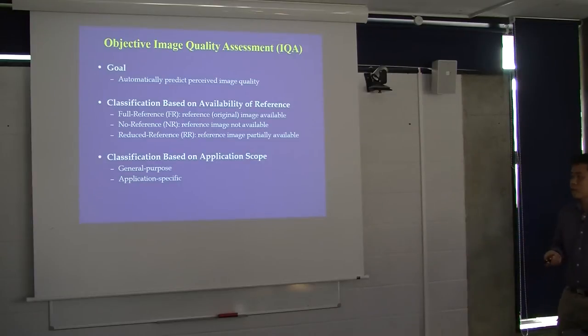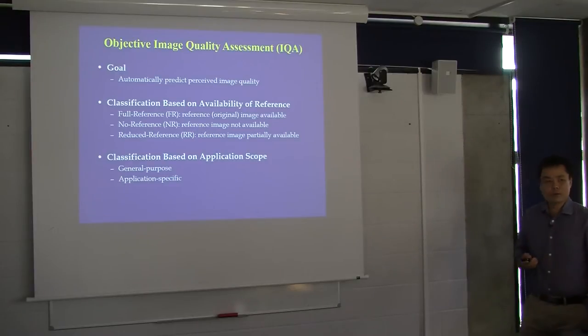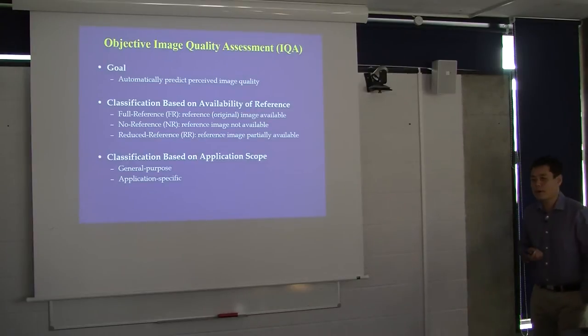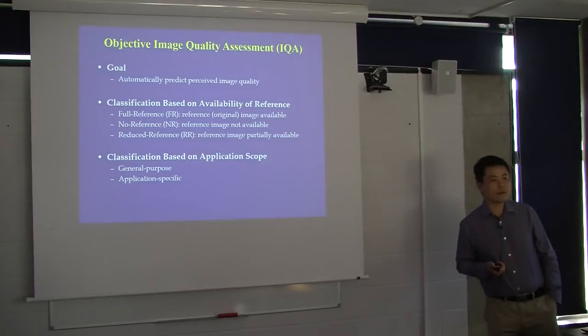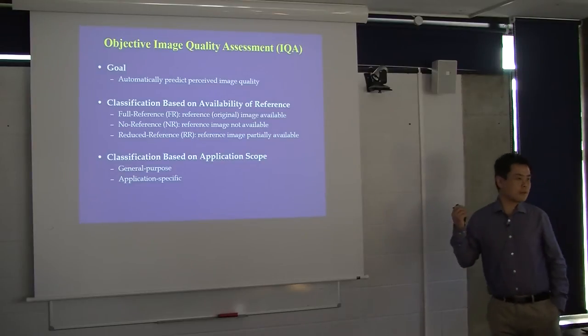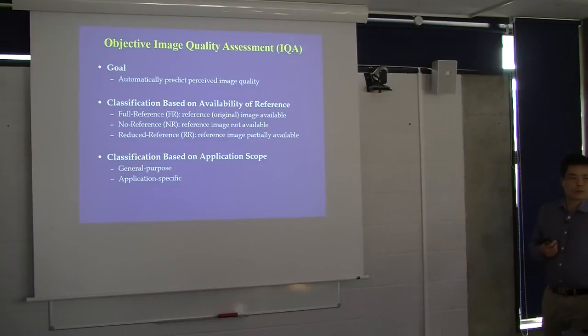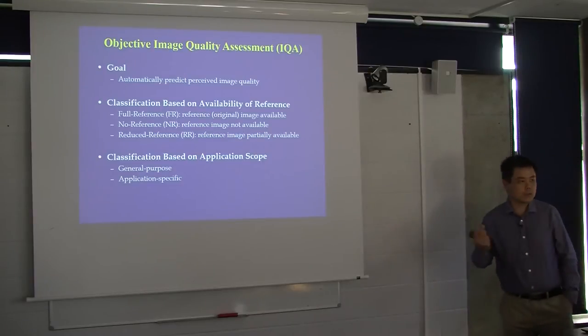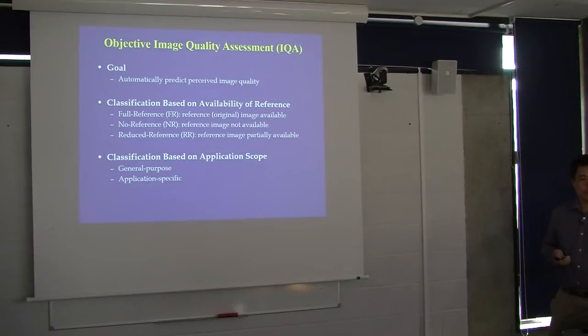And there are also other ways to classify. For example, if you design an algorithm that works only for some specific application, say you only want to evaluate images compressed by JPEG, then you can design a specific algorithm. This is what we call an application-specific algorithm. But if you are designing something just like how we use mean squared error in the previous slide, you are basically applying the same approach to all kinds of distortions. This is what we call general purpose approaches. With these two ways to classify algorithms, you can put them into many, many categories.